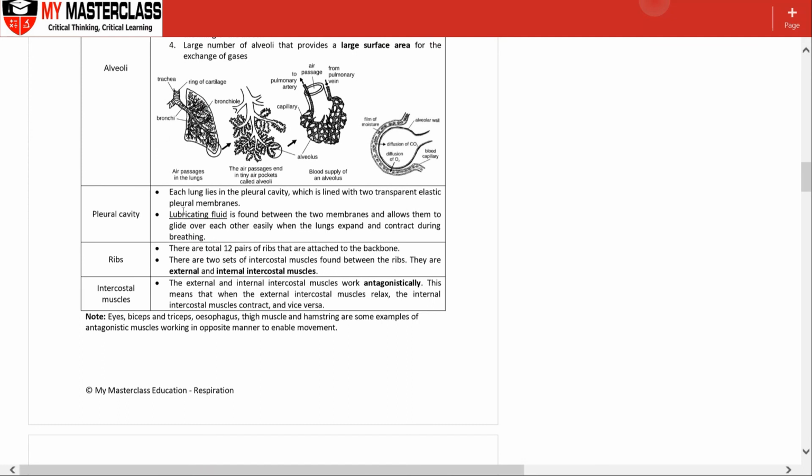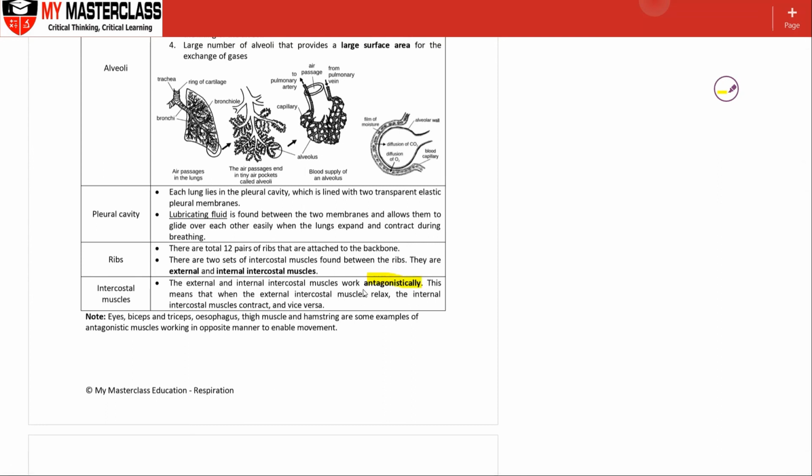Okay, so next part here, pleural cavity is between the lungs itself. So there are lubricating fluids, okay, so that when the lungs expand and contract, it is easy and there's no tension between it. Okay, ribs, you have got two types of muscles, external and internal intercostal muscles. So external intercostal muscles, it works in opposite direction, which is what we call antagonistically.